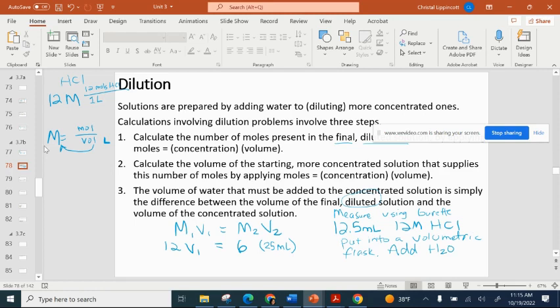Add the water until the meniscus reaches the etched line. Now what do we do? Do we stir it? Then we stir. And you're done.